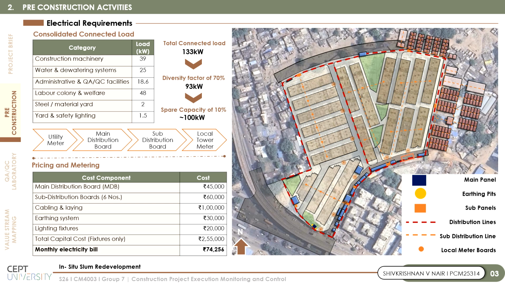The electrical distribution network consists of a main distribution board, multiple sub-distribution boards, local tower meter boards, earthing pits, and distribution lines across the site. The estimated capital cost for the electrical setup was approximately 2.55 lakhs, while the expected monthly electrical expense was around 74,000. This planned distribution system ensured uninterrupted power supply, safe electrical operation, and effective load management through the construction period.